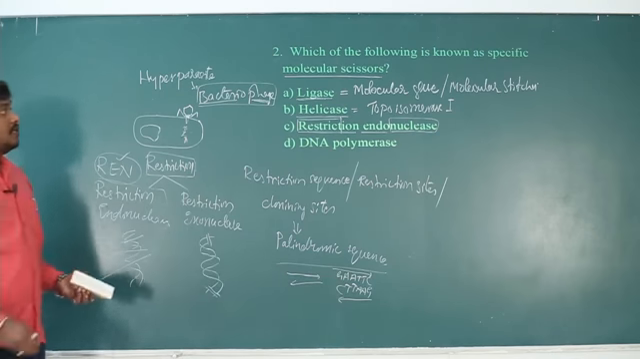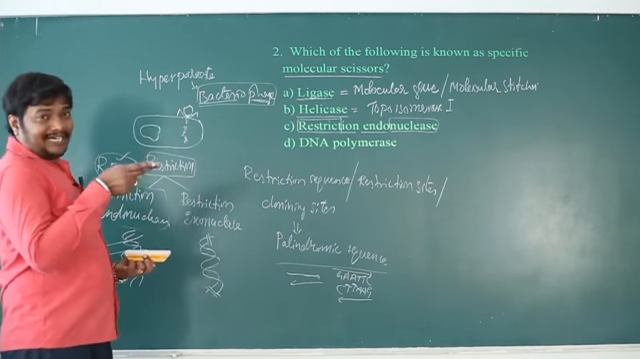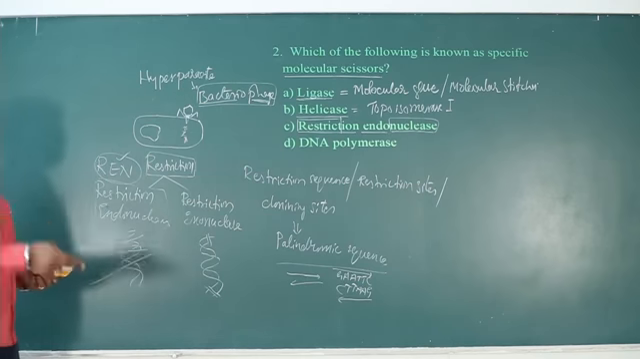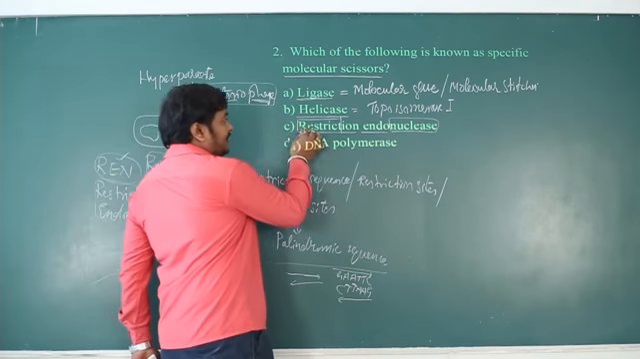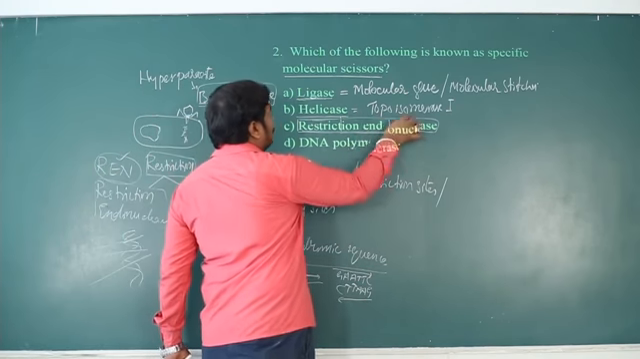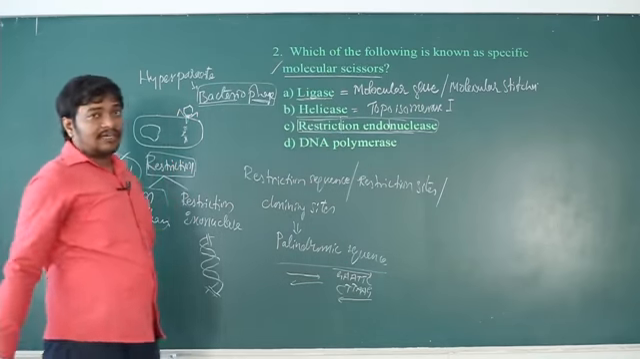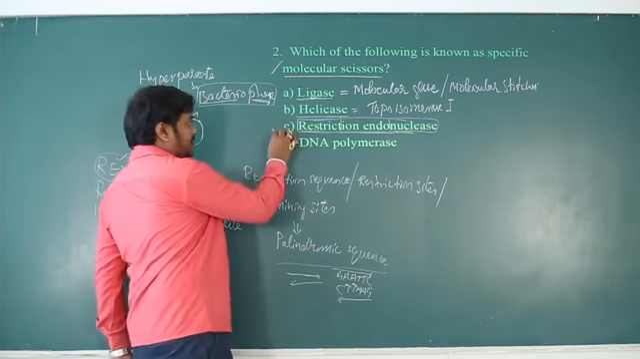Since they are able to cut the DNA, the function of scissors is to cut. So they can cut the DNA. Since they are at the molecular level, they are called molecular scissors. So the right option is this one.